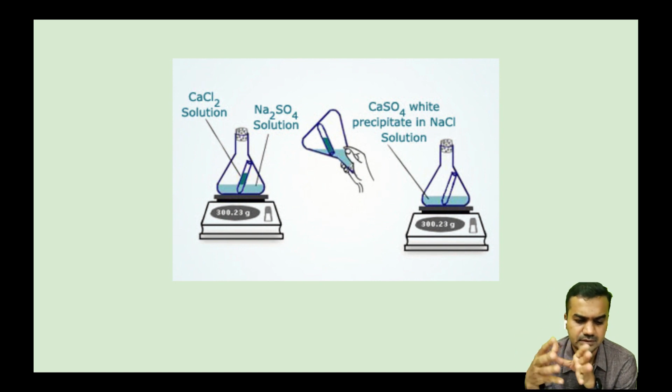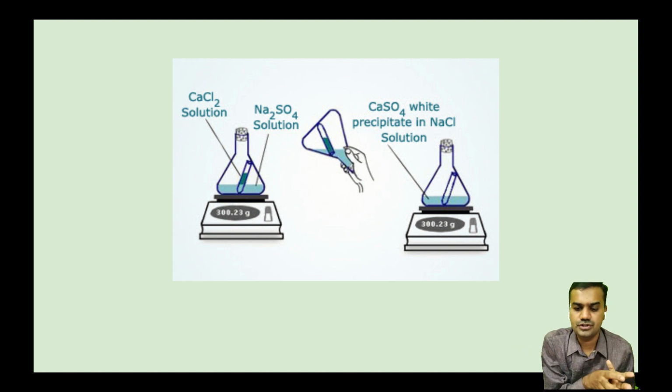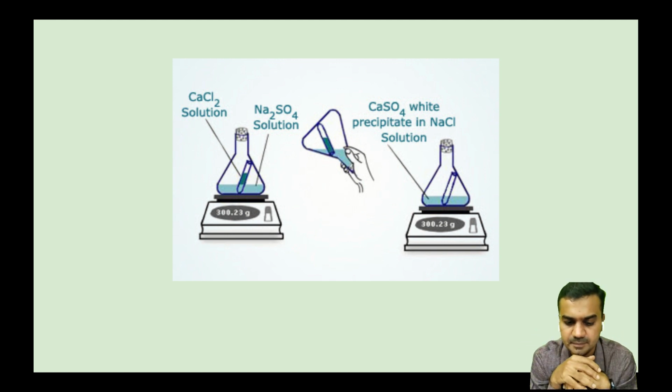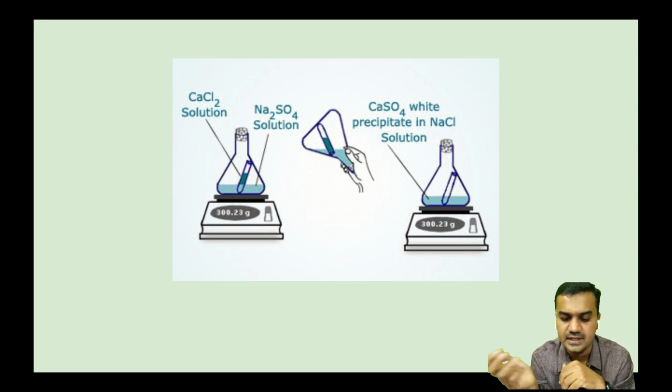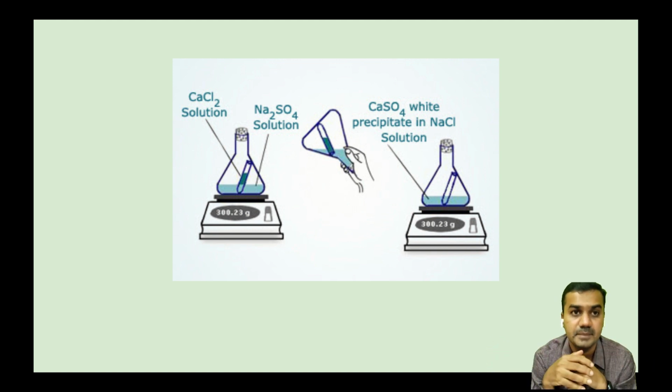For example, take a chemical reaction with CaCl2 and Na2SO4 solutions. If you look at the total mass here, it is 300.23 gram before the reaction. Now they are mixing one solution with the other. You can see some chemical reaction has taken place. It becomes CaSO4 in one case and NaCl, the sodium chloride solution, in the other. With CaSO4 you get a white precipitate in the sodium chloride solution.